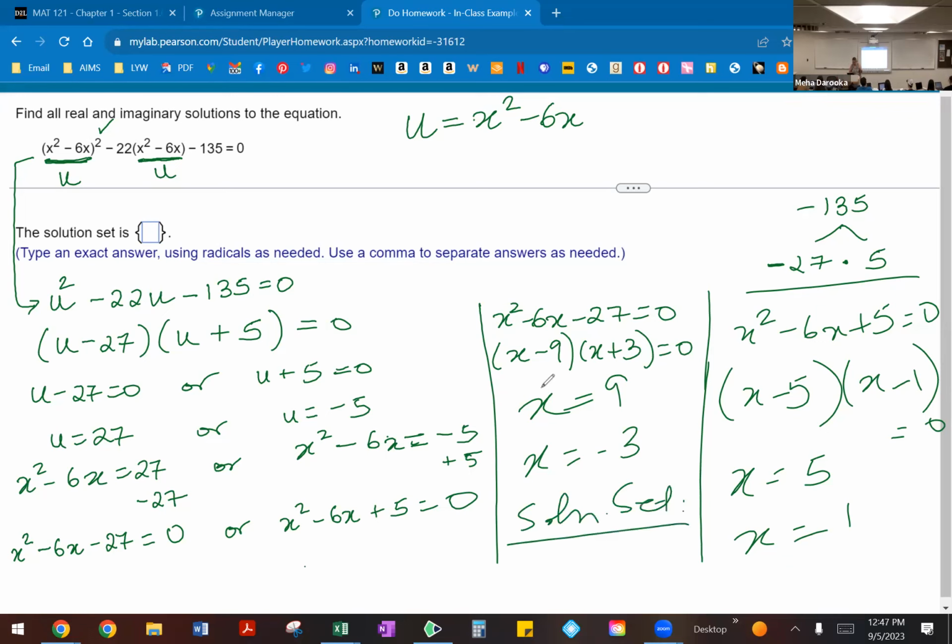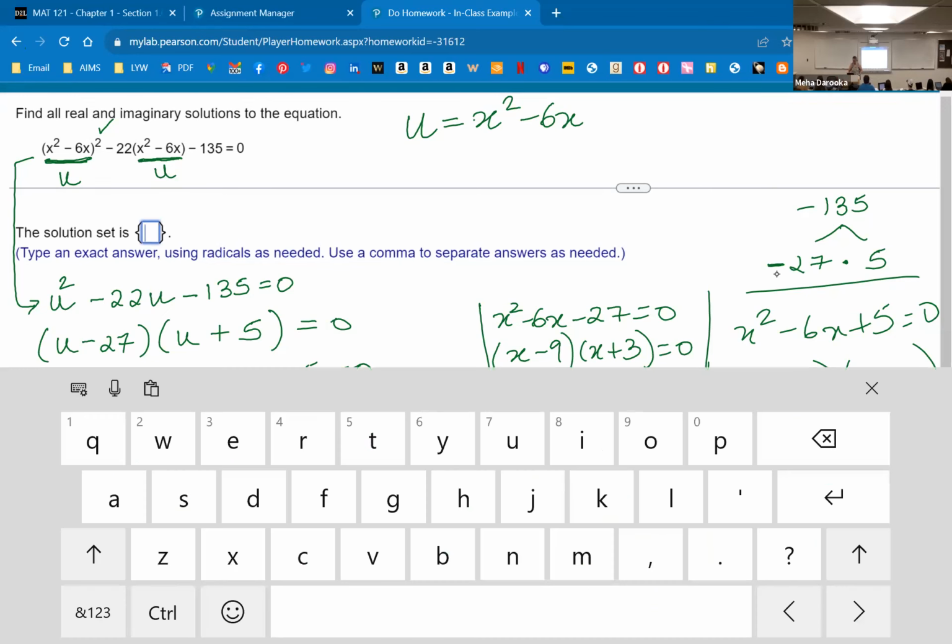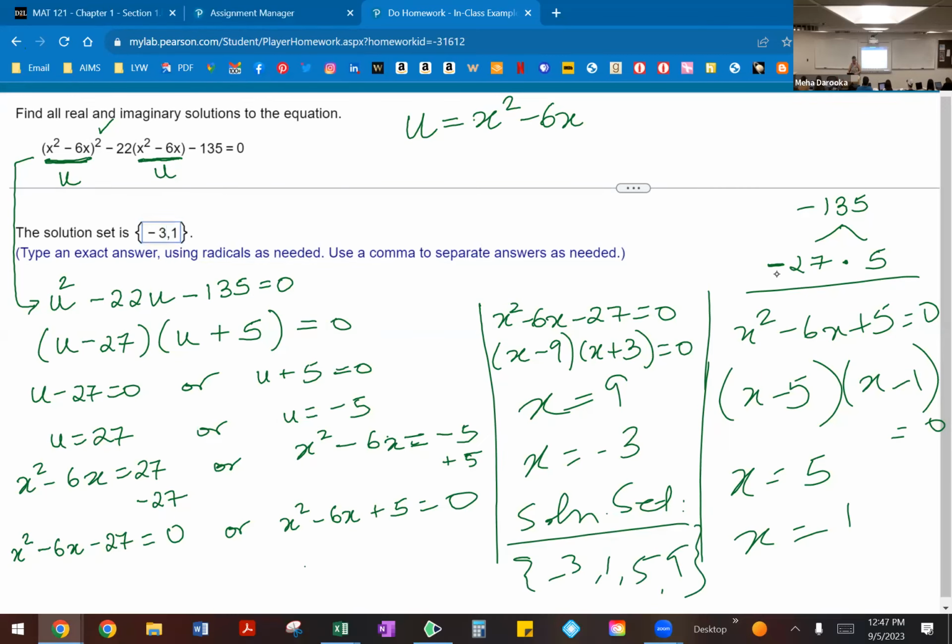So our solution set would be negative 3, 1, 5, and 9 with all the plus or minus. Let's check these answers, which would be negative 3, 1, 5.